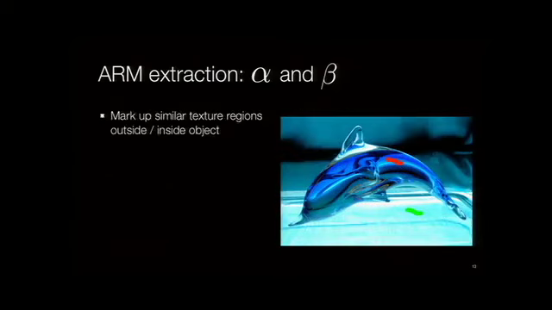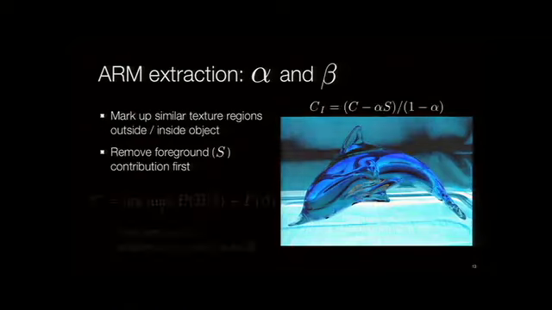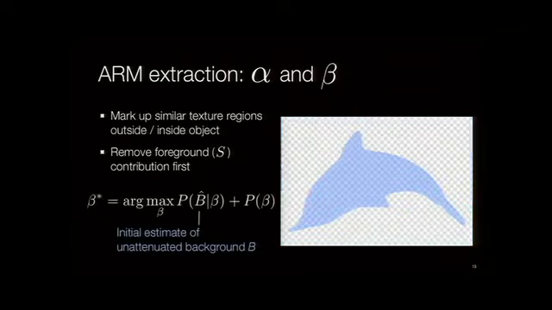To extract beta, the user only needs to mark up texture regions outside and inside the object by simple strokes. For a better result, the foreground contribution is removed before the computation. A simple Bayesian optimization is solved to obtain the result.